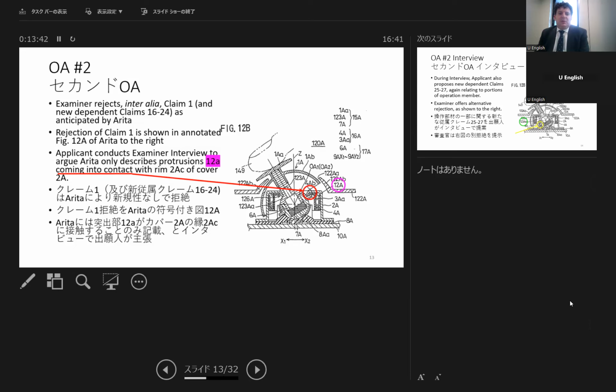The rejection is shown in annotated figure 12A of Arita to the right. And the applicant conducts an examiner interview to argue that Arita only describes protrusions 12A coming into contact with rim 2AC of cover 2A. So this is shown on the right side, really. We've got the purple portion of the protrusions coming into contact with this red circled portion of the rim. That's what we're expecting this interview to be about.